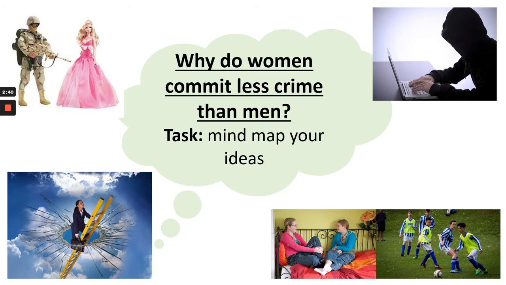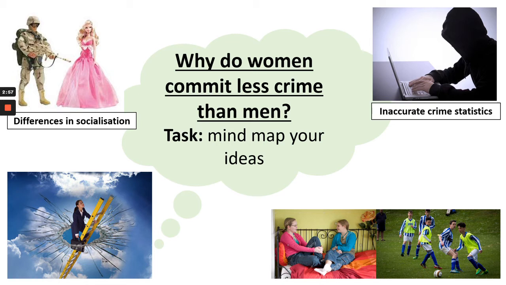So why do women commit less crime than men? So pause the video here and see if you can figure out some reasons using those images. So the first one refers to differences in socialization. So remember, socialization is the process of learning norms and values. Inaccurate crime statistics. We did a whole topic on measuring crime and why some crimes may not be recorded in official statistics. So think about why perhaps crimes committed by women don't appear as much as men.